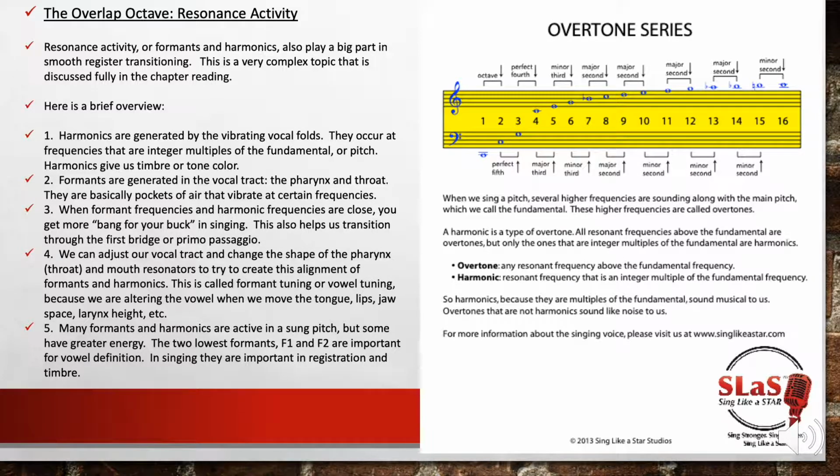When we sing a pitch, several higher frequencies are sounding along with the main pitch, which we call the fundamental. These higher frequencies are called overtones. A harmonic is a type of overtone. All resonant frequencies above the fundamental are overtones, but only the ones that are integer multiples of the fundamental are the harmonics. So an overtone is any resonant frequency above the fundamental, and a harmonic is a resonant frequency that is an integer multiple of the fundamental frequency.